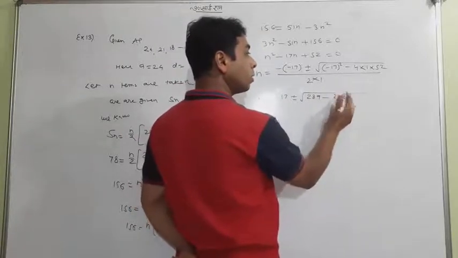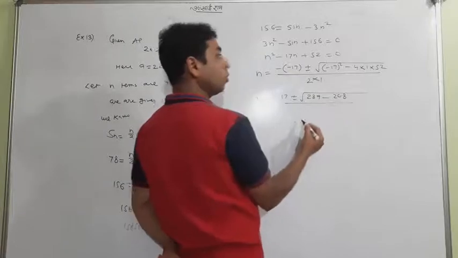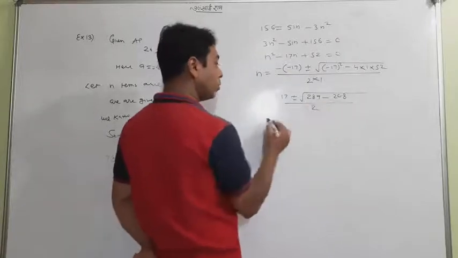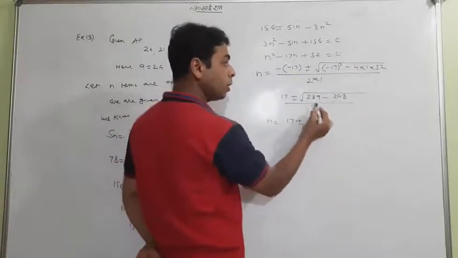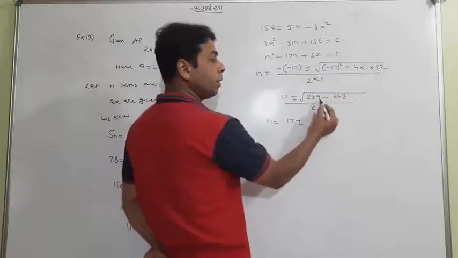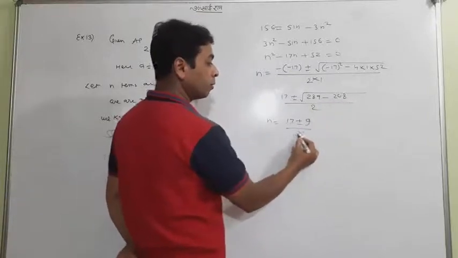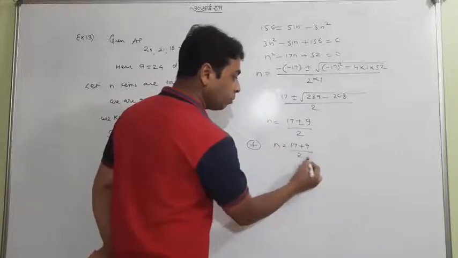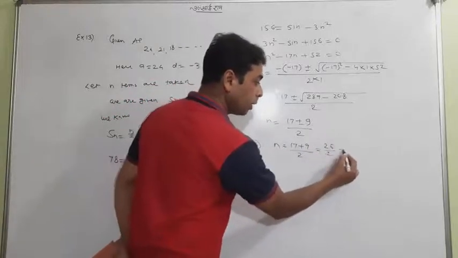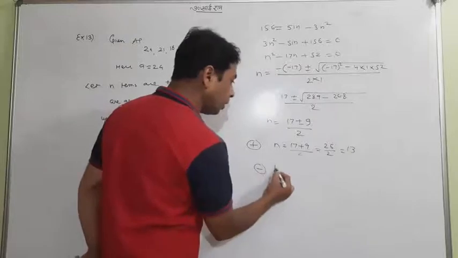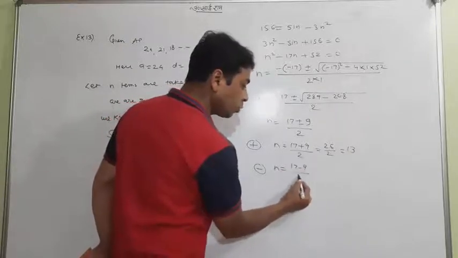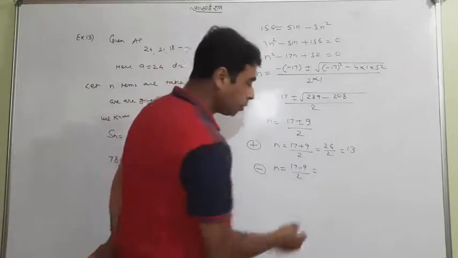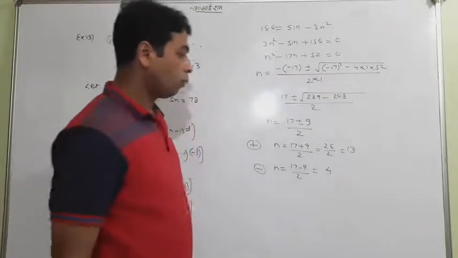This is 208 upon 2. 17 plus minus, this is going to be 81, square root of 81 meaning 9. Take a plus sign: 17 plus 9 by 2, 26 by 2, 13. And take a minus sign: 17 minus 9 by 2, 8 by 2, 4. What is its meaning?